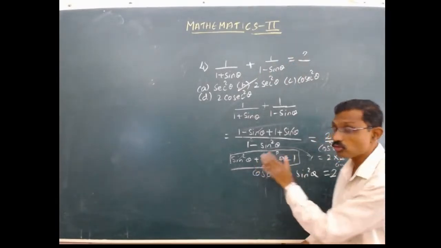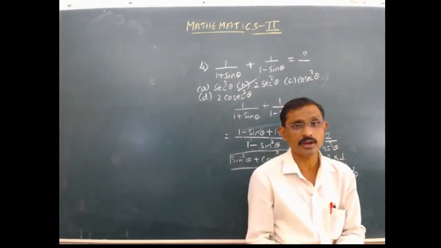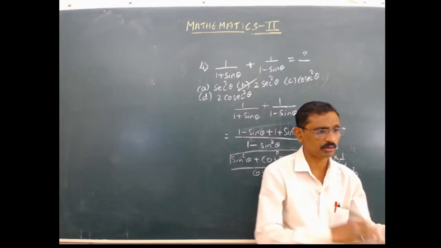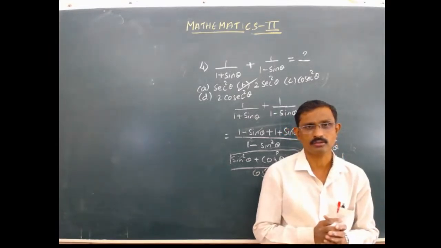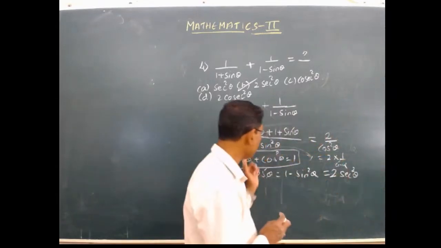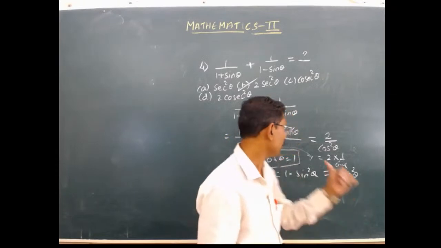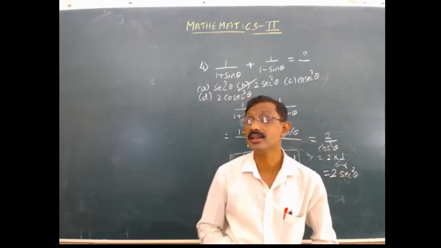Now, as I told you, sin square theta plus cos square theta is equal to 1. See how many times we have got sin square theta plus cos square theta equal to 1. So it is a very, very important formula. Now let us move on to our next MCQ.